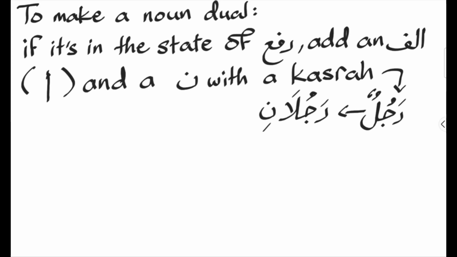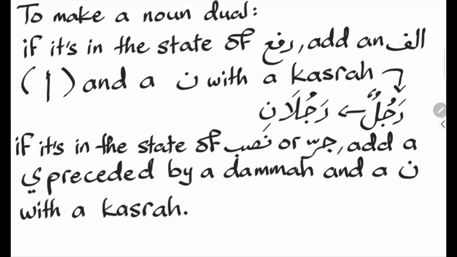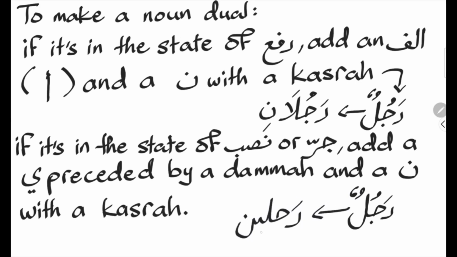If you want to bring it in the state of nasab or jar, for example, it's a maf'ul or there's a harful jar coming before the word, all you have to do is add a ya preceded by a fatha and a noon with a kasra. So there you go. For example, if you want to change rajulun to dual in the state of nasab or jar, just change it from rajulun to rajulaini. So you added a ya preceded by a fatha and a noon with a kasra.